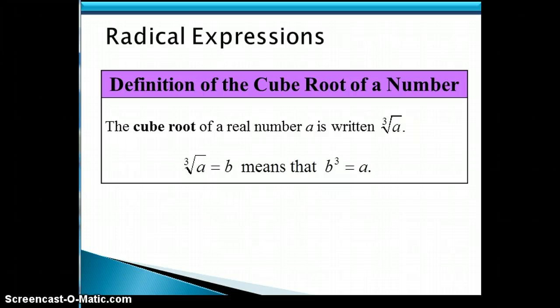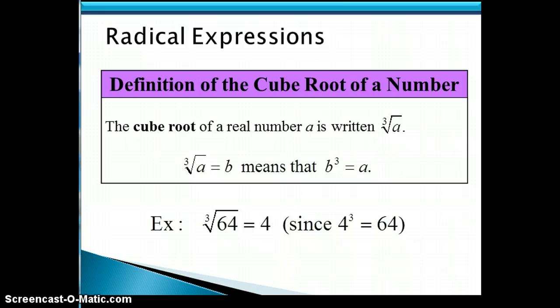And what the cube root of a is telling us is that the cube root of a is equal to b if b is the real number that when I cube it, I get a as a result. So very similar to the square root definition. So for example, the cube root of 64 is equal to 4, since 4 is the real number that when I cube it, the result is 64.